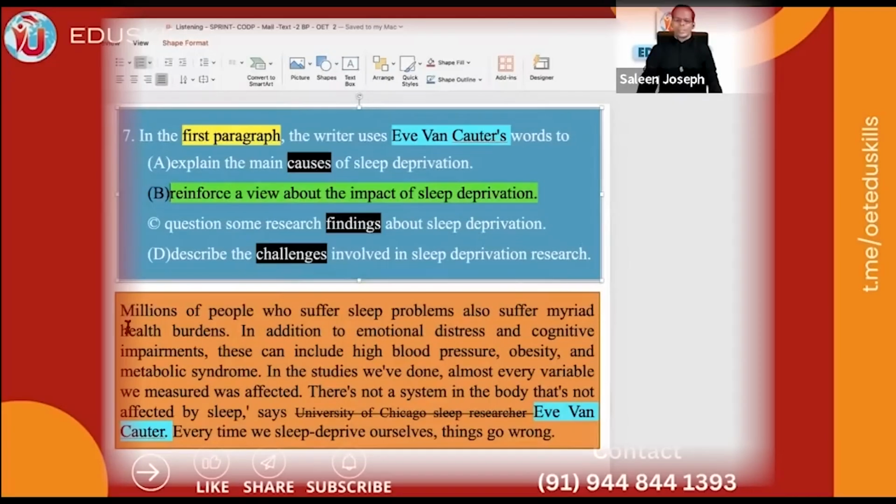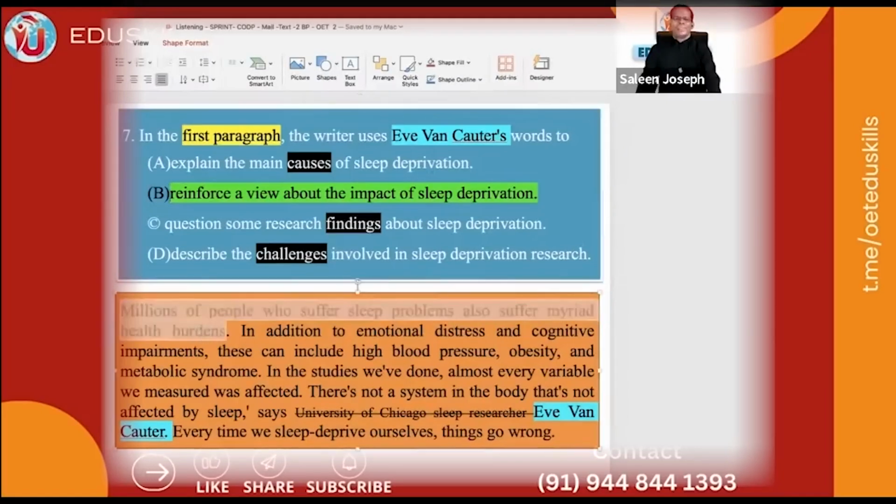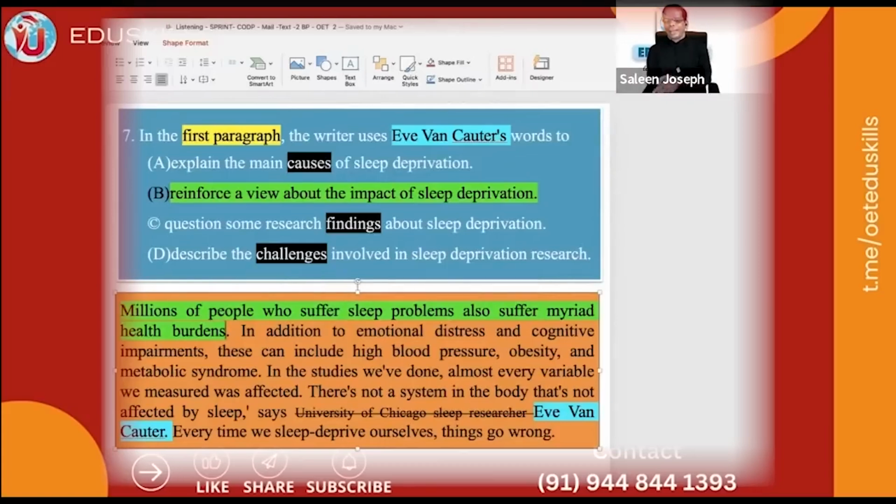Now coming to the topic sentence. What is the topic sentence? Millions of people who suffer sleep problems also suffer myriad health burdens. Myriad means plenty, many, so many health problems. So we can say who suffers sleep problems, who are deprived of sleep. Deprivation of sleep is the cause, and health burdens or health problems is the effect. So the topic sentence speaks about cause and effect.